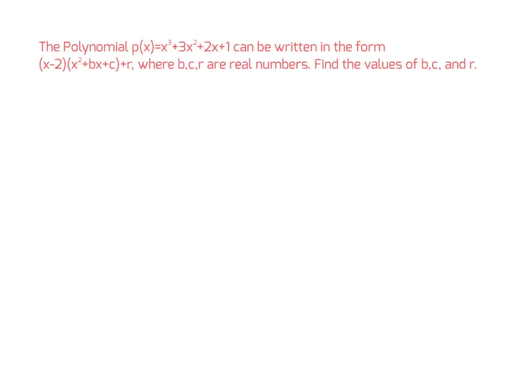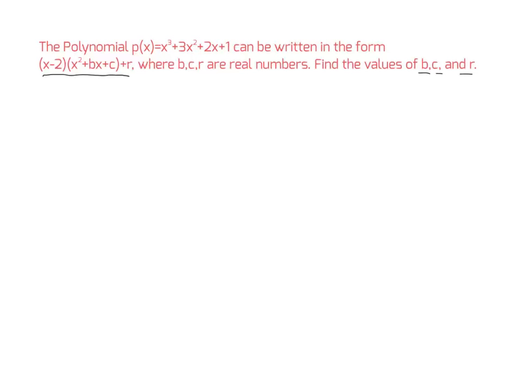Okay, so what we're going to do, we've got the polynomial p of x is equal to x to the power 3 plus 3x squared plus 2x plus 1. And it can be written in this form here, where it's x minus 2 bracket times x squared plus bx plus c, plus r. And they're telling us that b, c, and r are real numbers, and we need to find their values.